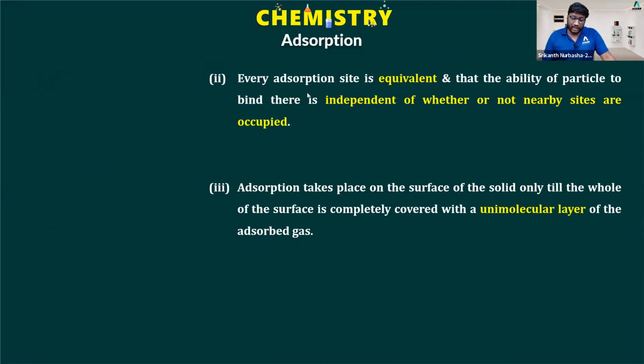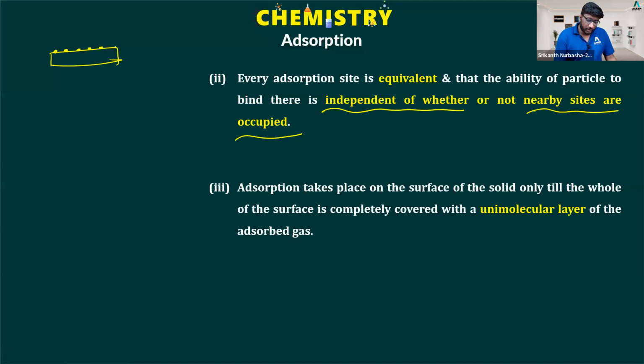Every adsorption site is equivalent, and the ability of a particle to bind there is independent of whether or not nearby sites are occupied. That means if you have 10 sites, this is site 1, site 2, site 3, site 4, site 5. At this particular site, adsorption should occur. Whether the adsorption will occur at this site or not is independent of whether the adjacent site is getting adsorbed or not. Every site is independent, it is equivalent.